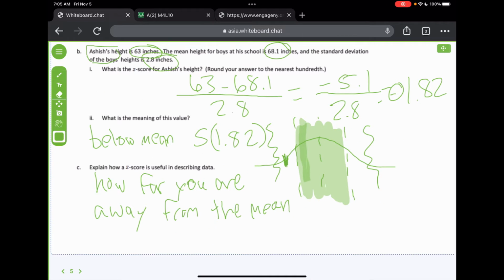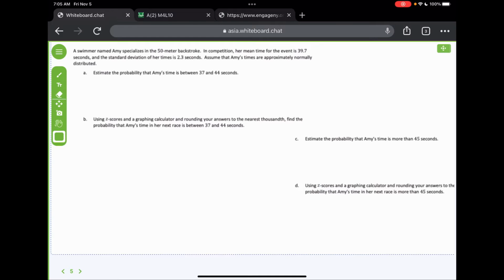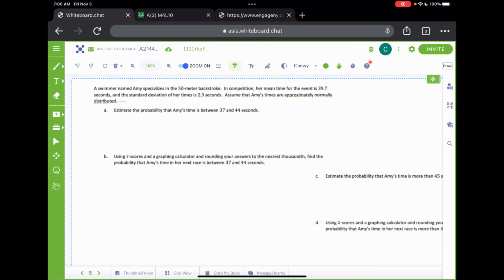Now let's go to page 5. It says a swimmer named Amy specializes in the 50-meter backstroke. In competition, her mean time for the event is 39.7 seconds. The standard deviation of her times is 2.3 seconds. Assume that Amy's times are approximately normally distributed. That's the key here. We have to have approximately normally distributed. Okay?